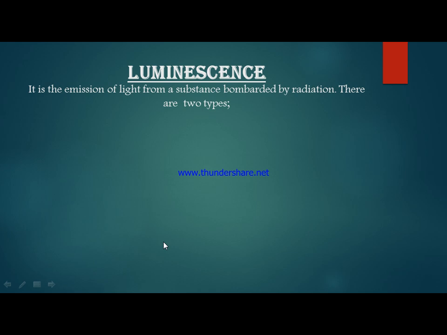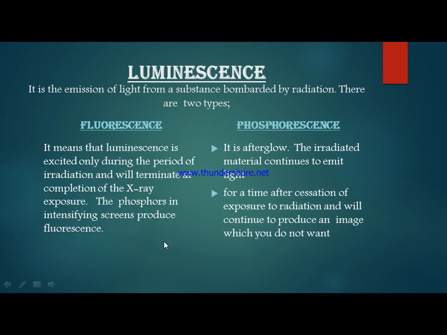What is luminescence? Luminescence is the emission of light from a substance bombarded by radiation. There are two types of luminescence: phosphorescence and fluorescence. Fluorescence means luminescence is excited only during the period of irradiation, and it terminates at completion of X-ray exposure. The phosphor in an intensifying screen produces fluorescence, which means phosphors are used in an intensifying screen for production of fluorescence.